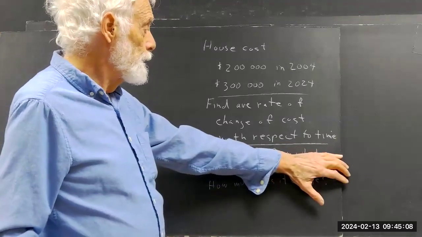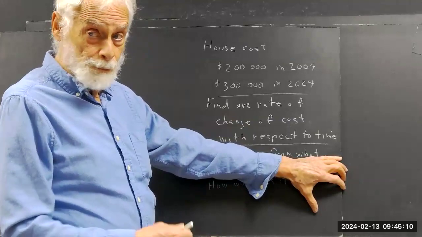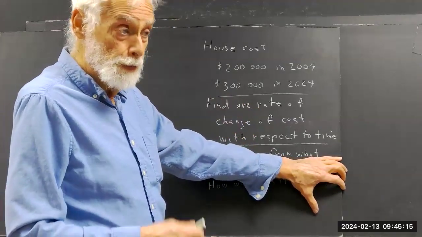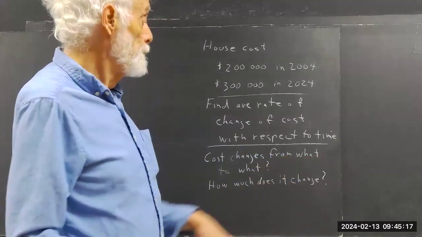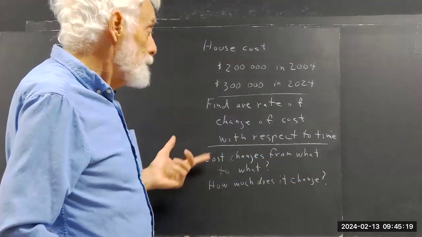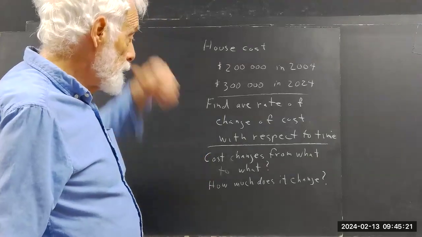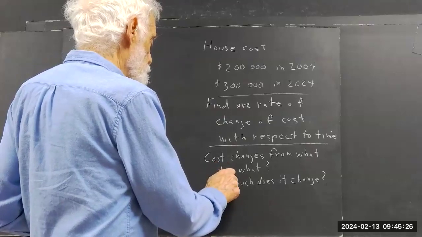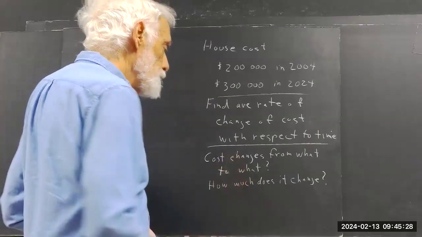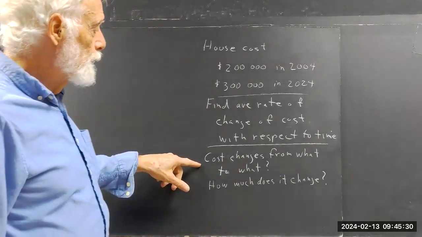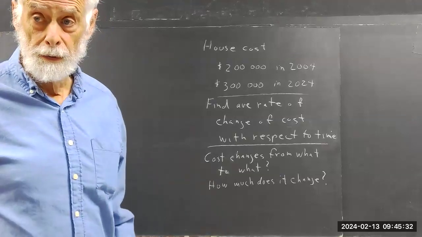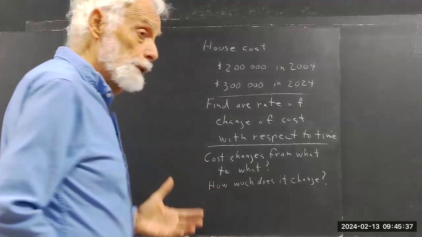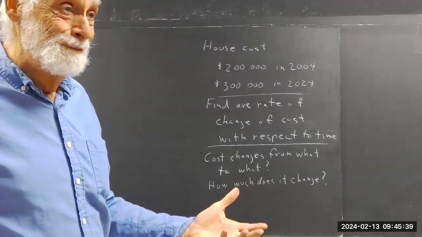First of all, if you do work on this, ignore my questions here and figure out what the average rate of change is. And if you can't do that, then we follow. Now, a couple of leading questions, because some people have a little trouble with applying the idea of average rate of change. Cost changes from what to what, and how much does it change? When I put the questions like this, I get good answers.